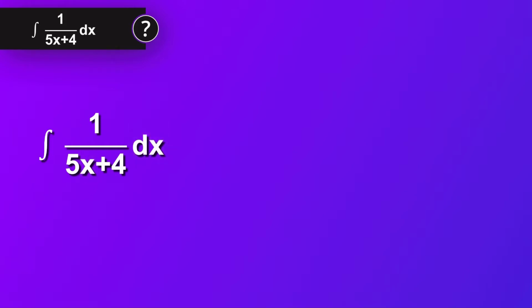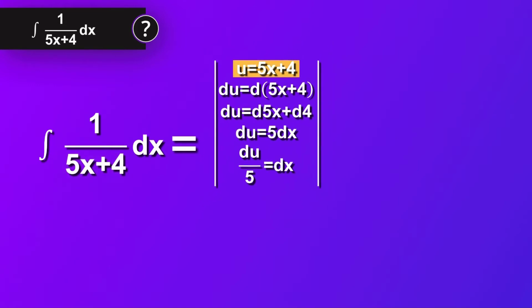In that case, to solve this integral, we may apply the so-called u substitution method. We do it in order to modify the integral in a way that enables using some formulas for finding integrals. In our case, we substitute the expression 5x plus 4. We say u is equal to 5x plus 4.